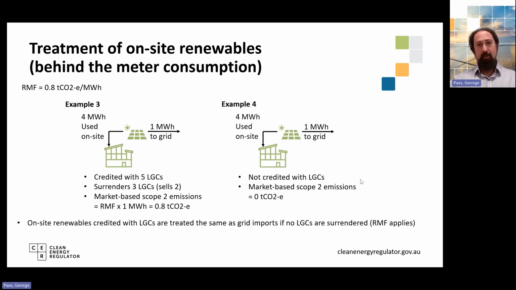Now in this last example, again, we're generating 5 megawatt hours, consuming 4 and exporting 1, but none of the generation is credited with LGCs. Now, this might be because it's a small-scale system, or it's a generator or generation that falls below the generator's 1997 pre-RET baseline. But either way, the on-site consumption is treated as zero emissions renewable electricity because there is no certificate to which the renewable energy attributes are attached. This means the company claims the zero emissions benefit, and their residual Scope 2 emissions are zero.